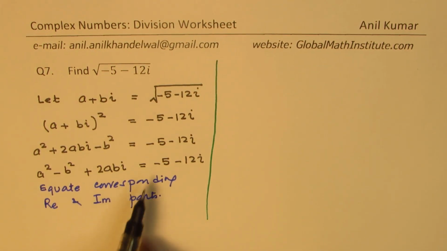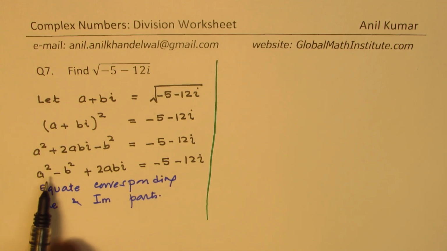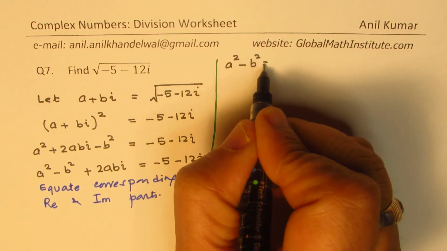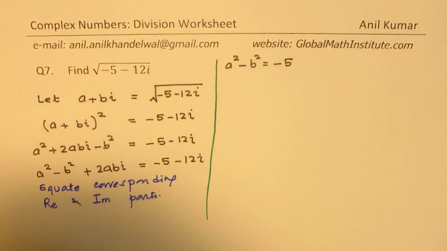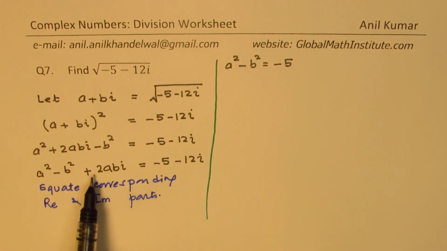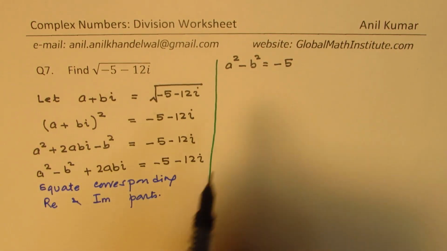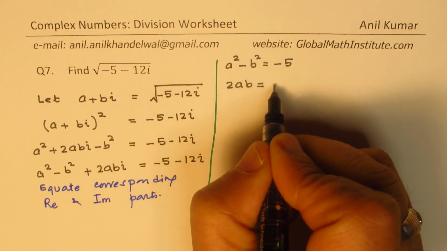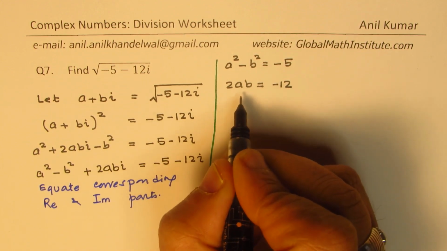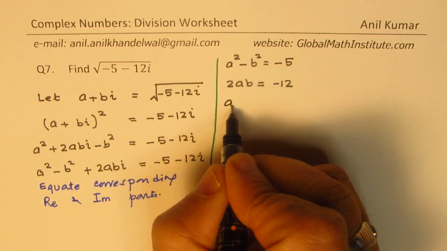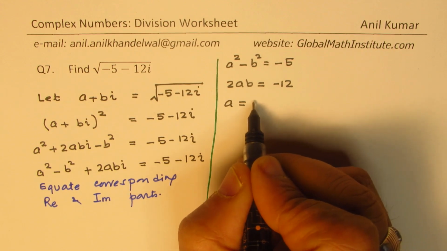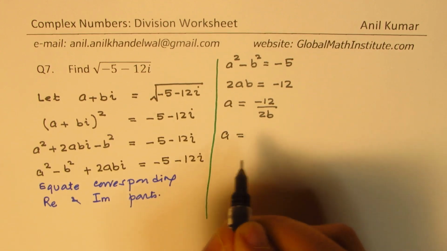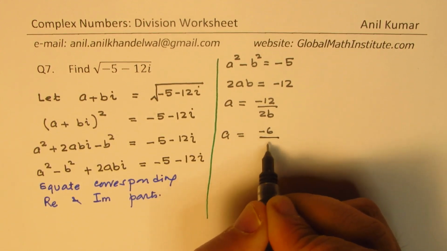So from here, the real part is minus 5 and here a square minus b square. So we get a square minus b square equals minus 5. The second equation is 2abi is minus 12i. That means 2ab equals minus 12. So we can write one in terms of the other. We can write a is equal to minus 12 over 2b. That gives you the value of a as minus 6 over b.